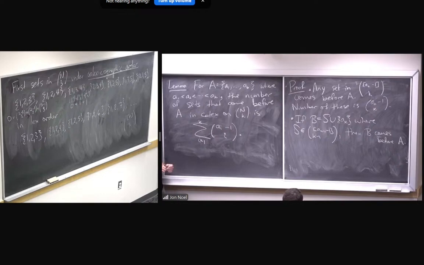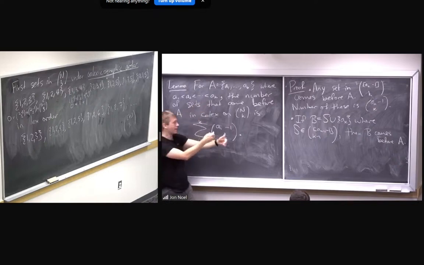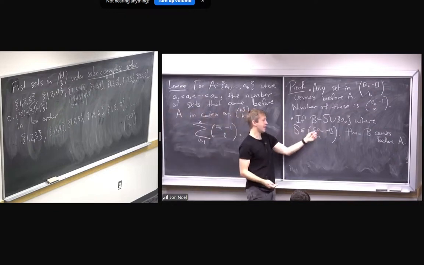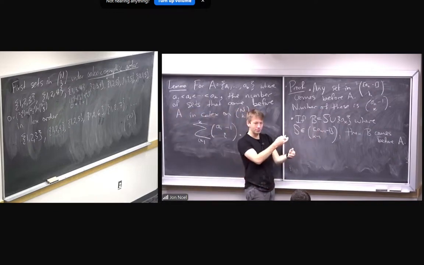Does this make sense? Because this would be the sets where they share the largest element. And now I look, remember you scan from right to left. So they share the largest element, I move to the next element. In A, I see A_{k-1}. In B, I see a number that's less than A_{k-1}. And so that's causing B to come before A, right?